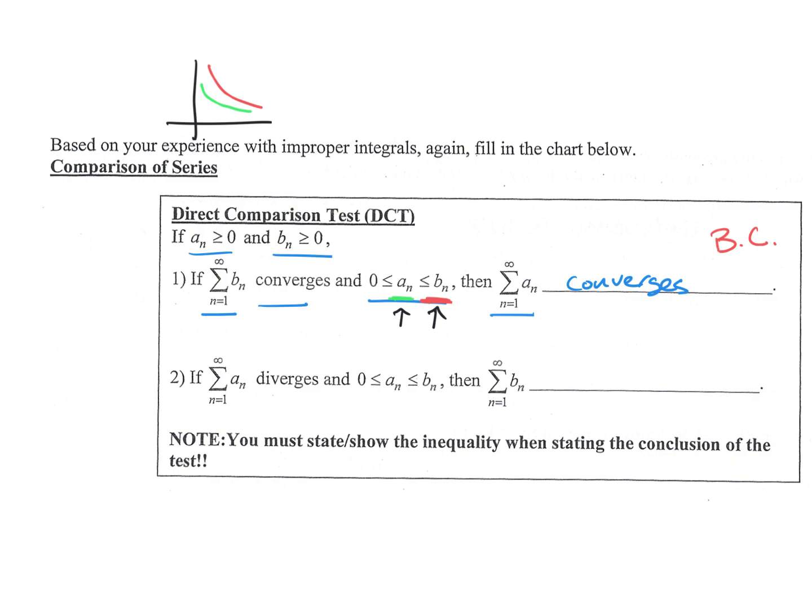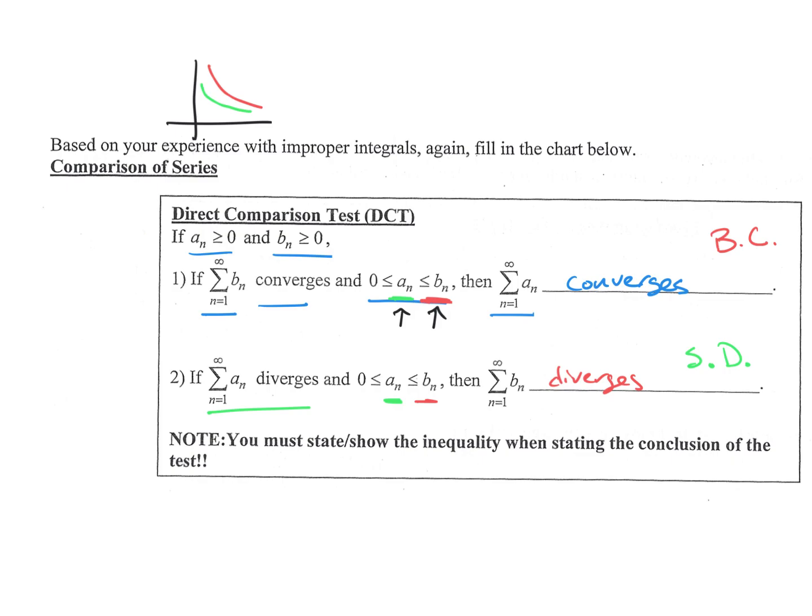All right, and then if the smaller one diverges, so here I still have A is less than B. If the smaller one diverges, then the bigger one, guess what, also diverges. And so the way that I want you to think of that one is SD. All right, so smaller BC, SD.